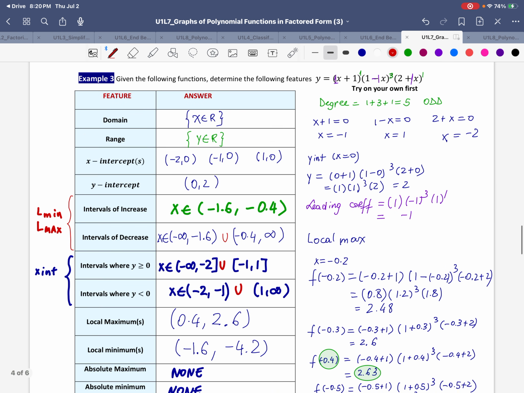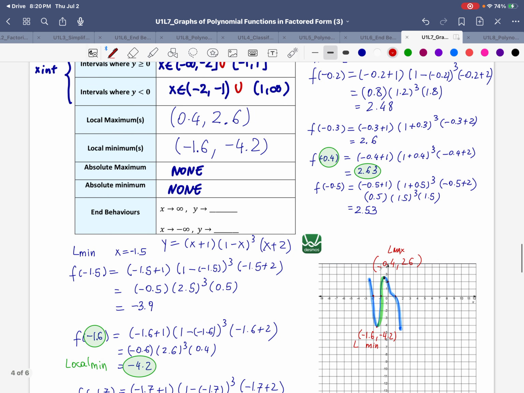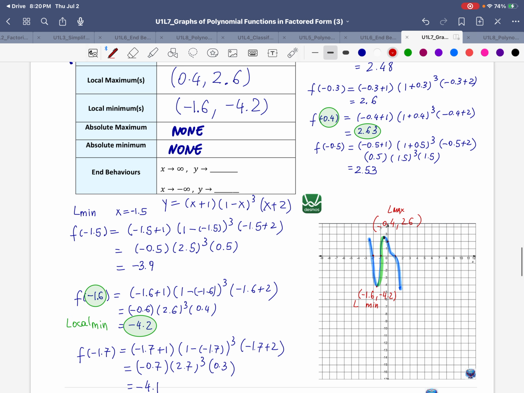What do we have left? The end behavior is the easiest. And we are going to say that on the right hand, when x approaches infinity, the y values are going down to negative infinity. And on the left end, the y values are heading up to positive infinity.